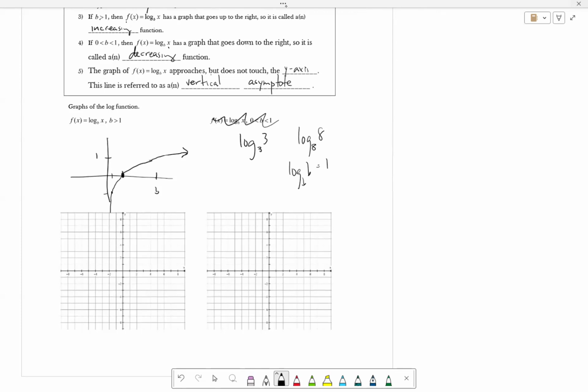You can think about the inverse of b to the x. That would be 1 comma b. Here we have b comma 1. Here we have 1, 0. And this one is 1 over b comma -1.